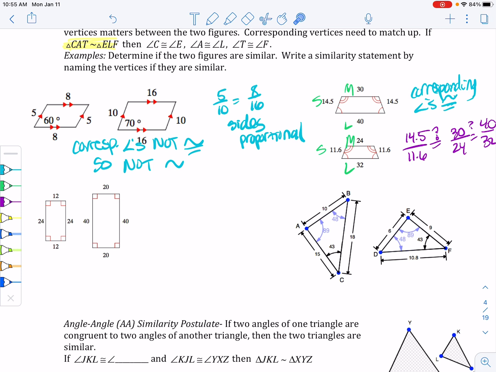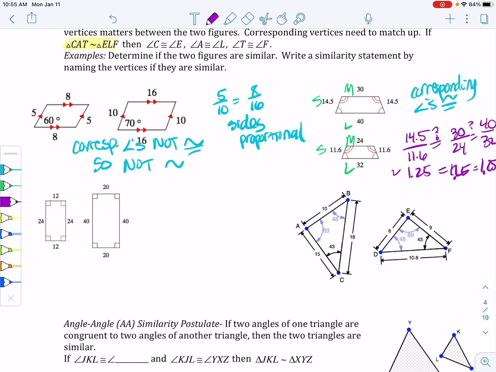So if we look in our calculator and do 14.5 divided by 11.6, oh, sorry, I missed a button when I tried to hit 11.6. So 14.5 divided by 11.6 gives us 1.25. And then if we do 30 divided by 24, that gives us 1.25. And then if I do 40 divided by 32, that gives us 1.25.